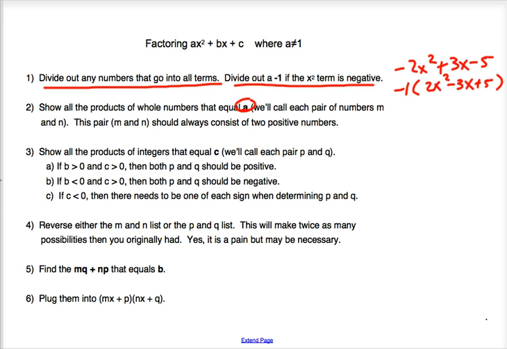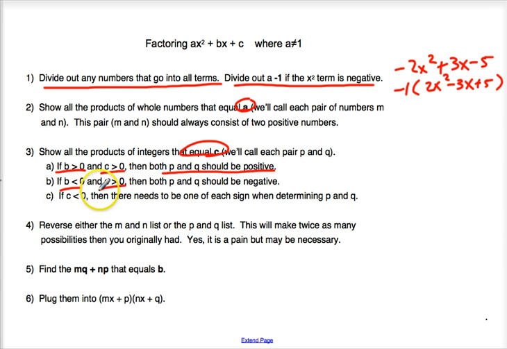And we'll call those m and n. And then everything that equals c, we're going to write down. So like if c was 10, you do 1 times 10, 2 times 5. You got to be careful. I've got some notes here. If b is positive, c is positive, then both p and q are positive. And p and q, I'm saying, are the factors of c. So like again, if c was 10, p and q could be 1 and 10. Or p and q could be 2 and 5.